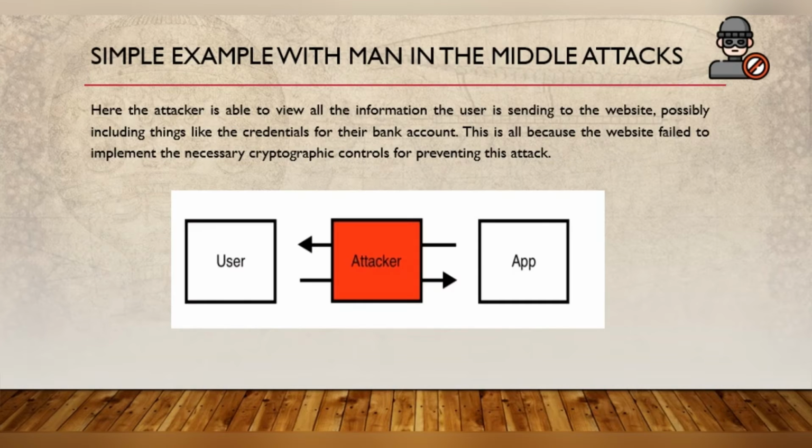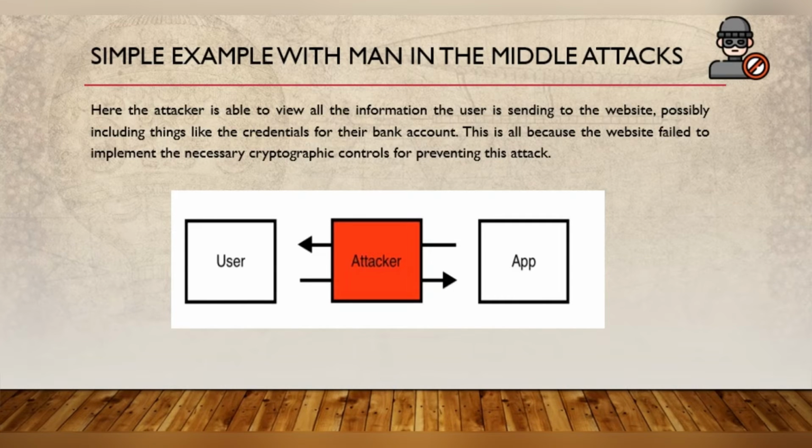Simple example with a man-in-the-middle attack. Here, the attacker is able to view all the information the user is sending to the website, possibly including things like the credentials for their bank account. This is all because the website failed to implement the necessary cryptographic controls for preventing the attack. Imagine if a banking website did not use HTTPS. To give some context, HTTPS encrypts traffic being sent between the user and the website, as opposed to HTTP, which sends everything in the clear.